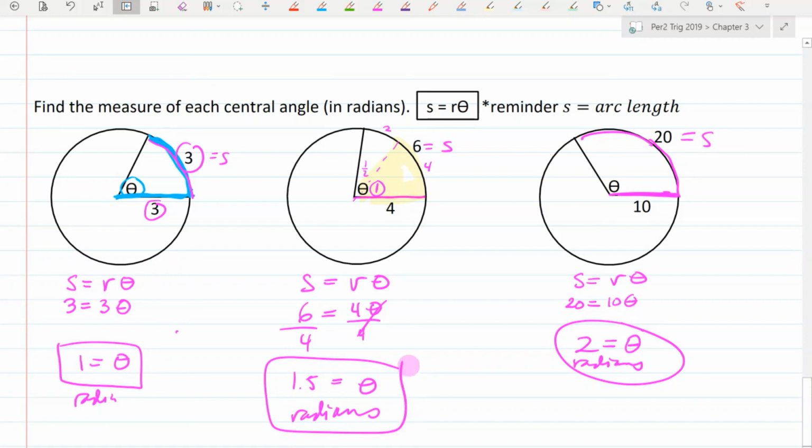So there'll be questions where you have to do more than one step to get to your answer. So you might have to use this to find the theta, and then you might have to use A equals R squared theta over 2 to find the area. So just know that you have these two formulas at your disposal, and sometimes you need to use both of them to get to the answers. We will practice this in some homework, and that covers section 3.2.